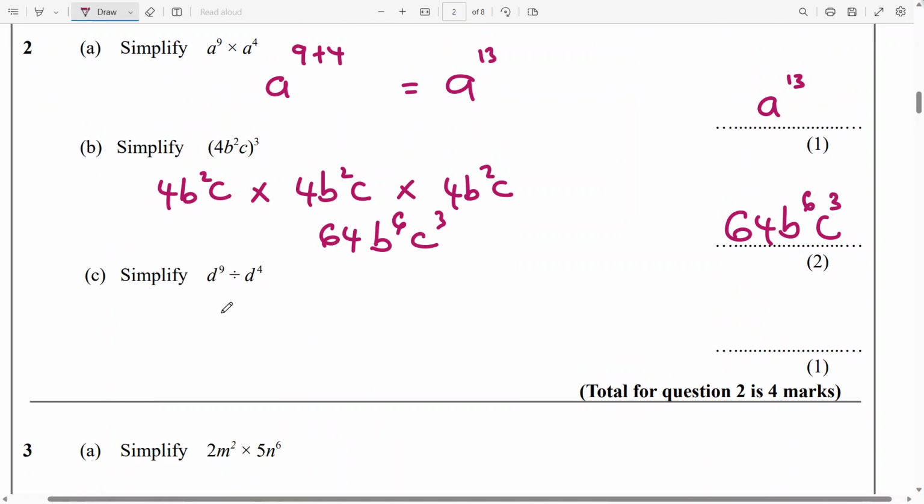And of course, if you simplify this, it will be d and subtract the powers, 9 minus 4, so d to the power of 5.